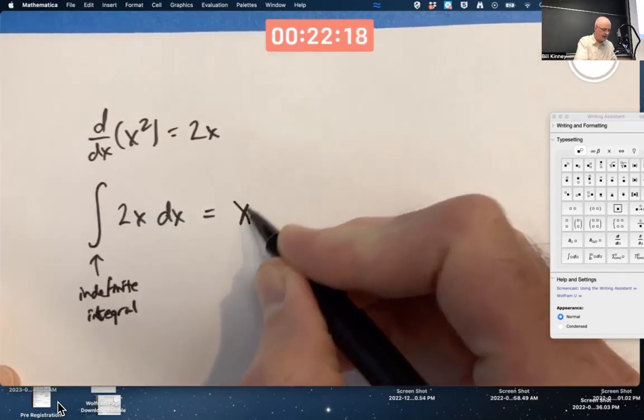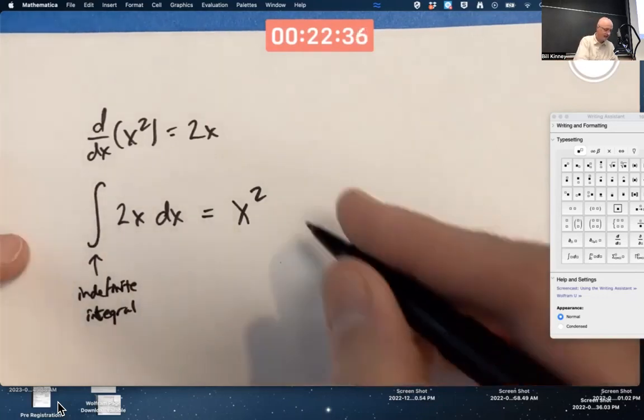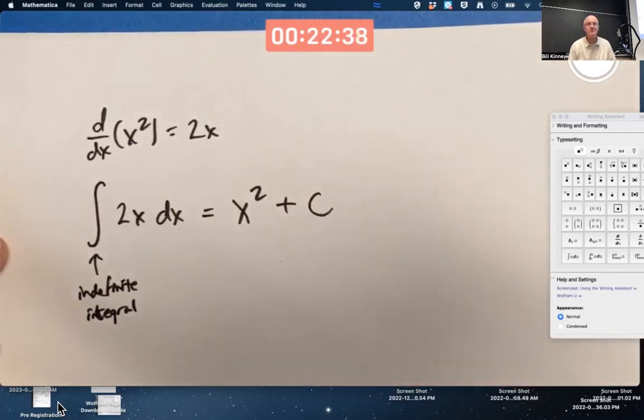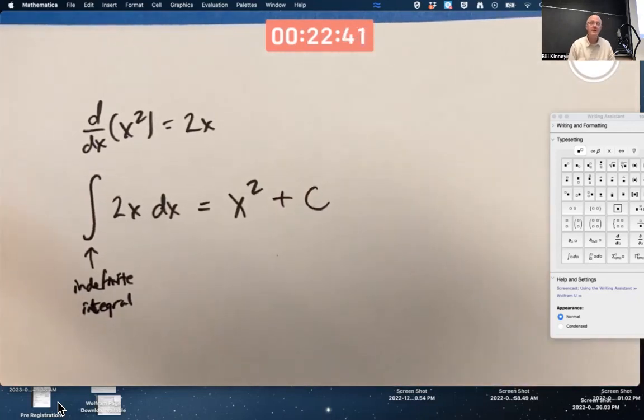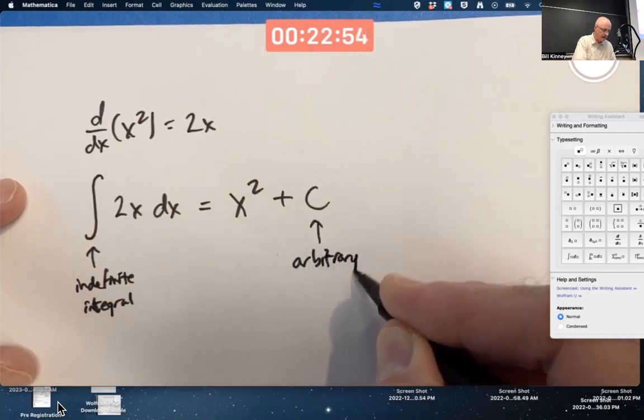X squared is one antiderivative, but also x squared plus 1 is, x squared plus 2 is, x squared minus 17 is, x squared plus pi is. x squared plus or minus any constant is another antiderivative. If I just put a plus c here, where c is an arbitrary constant, maybe positive, maybe negative, maybe 0, I've got my most general antiderivative. C is an arbitrary constant.